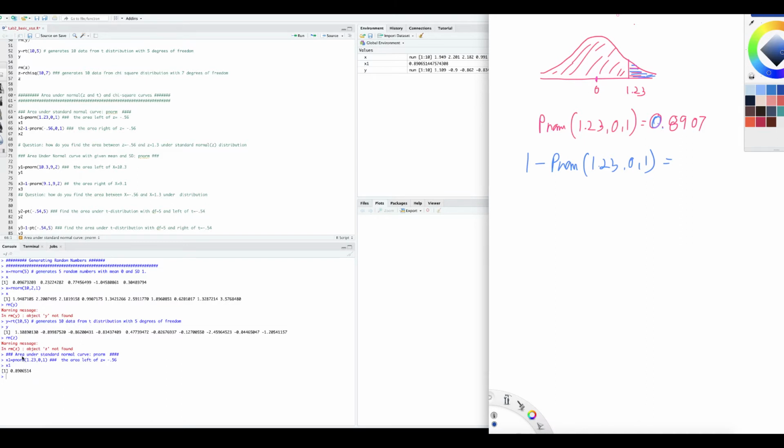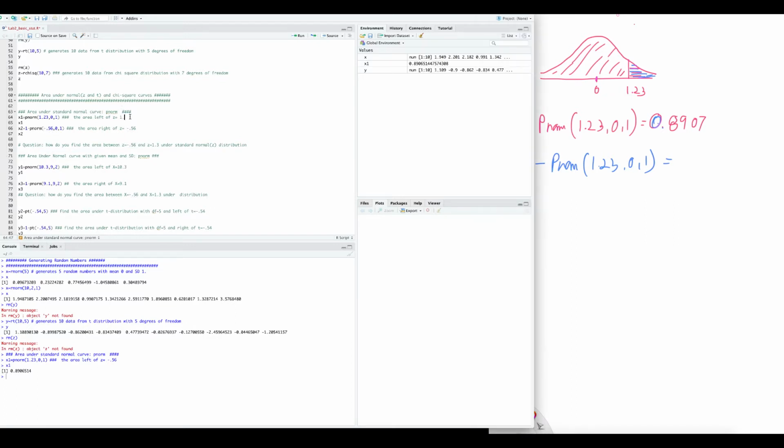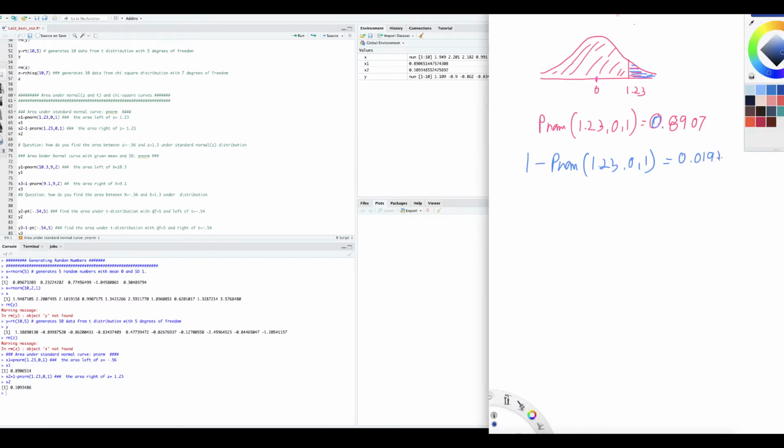For the area right of 1.23, you just put 1 minus pnorm 1.23, and that is the value of x2. So that's what I'm doing, and it gives 0.0193. That's how you find the area left of a normal curve or standard normal curve, and then the area right of a standard normal curve.